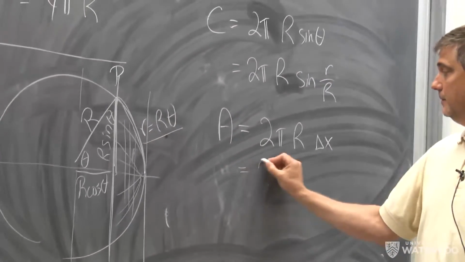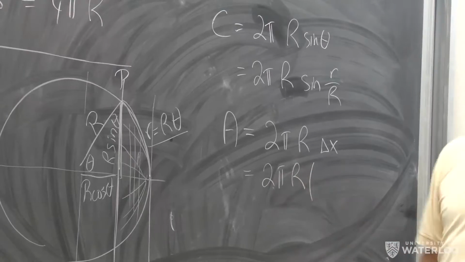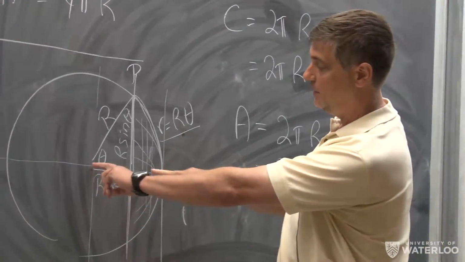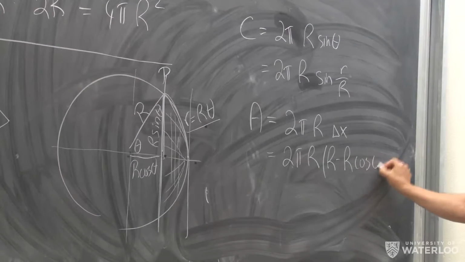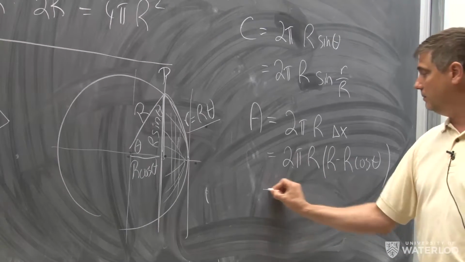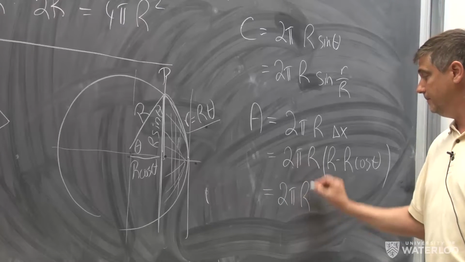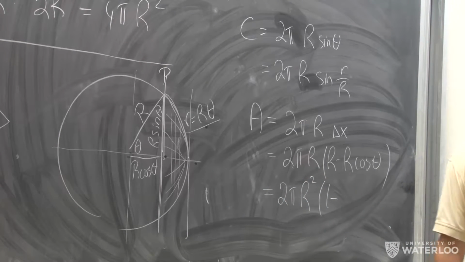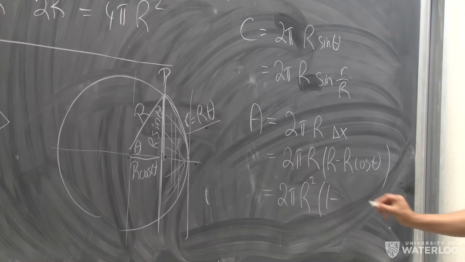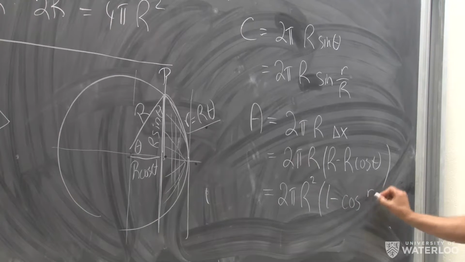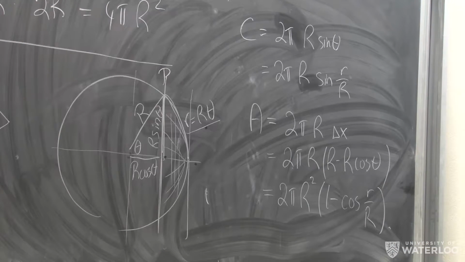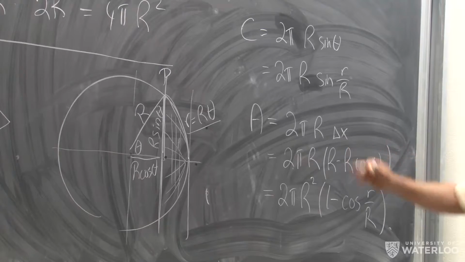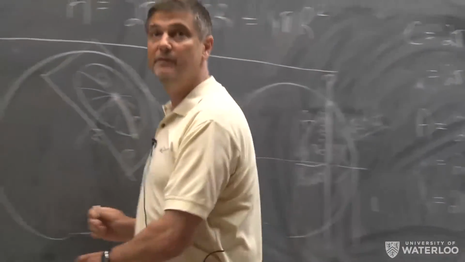Delta x is the distance between those two planes in my picture, which will be capital R minus capital R cos theta. And I can bring out a copy of capital R to get 2 pi r squared, 1 minus cos theta. And again, I can rewrite theta as little r over big R. Okay, and so we've solved another little problem. We found formulas for the area and the circumference of a circle on the sphere.